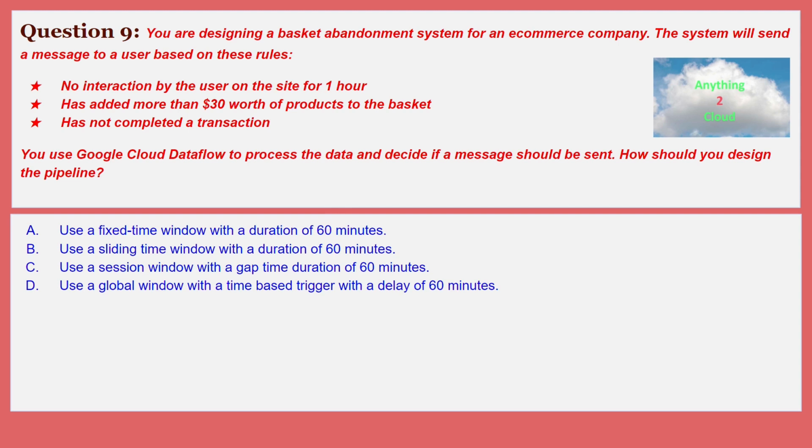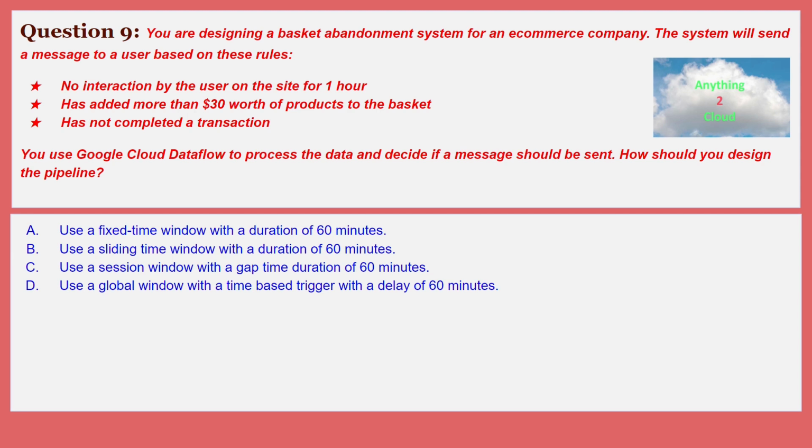The question here talks about user interaction on the site. So when there is no interaction from the user on the site for more than 1 hour, then we should send out a message. Looking at the answers, the fixed time window and the sliding time window are fixed intervals. We cannot use these options here because we cannot have a fixed interval. Also, the question talks about user interaction on the site, so it is a session window. So the right option here is C, use a session window with a gap time duration of 60 minutes.